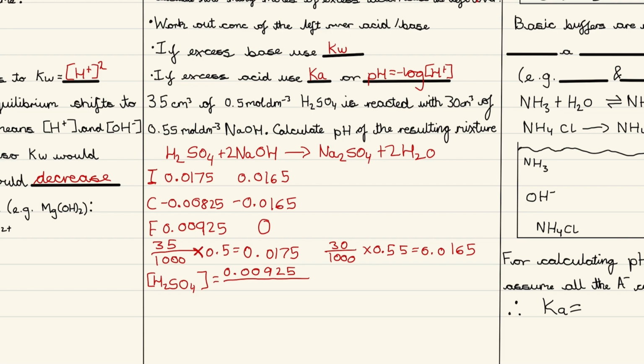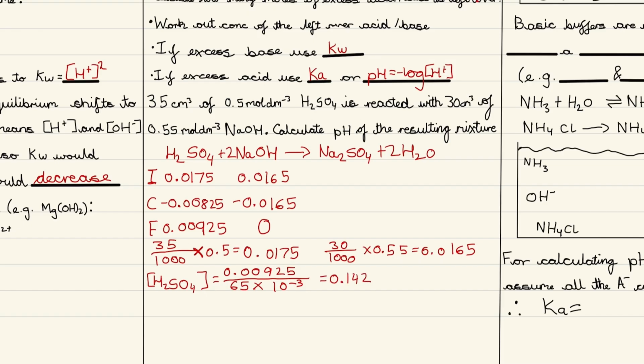So we do moles divided by volume, and for the volume we use the total volume, which is 35 centimeters cubed plus 30 centimeters cubed. And I'm going to convert that into decimeters cubed, which is... and that's equal to 0.142.